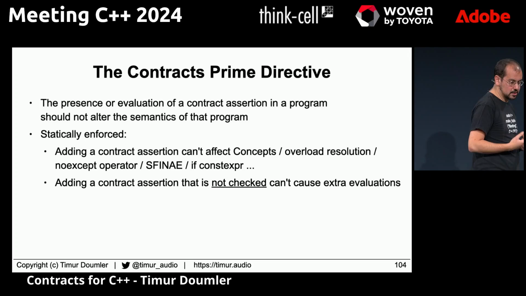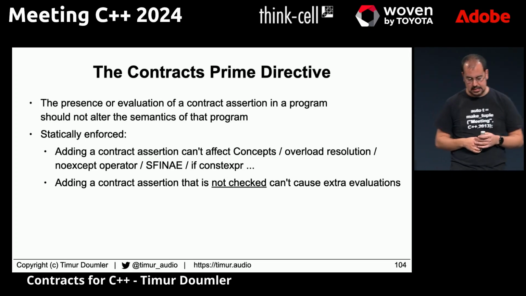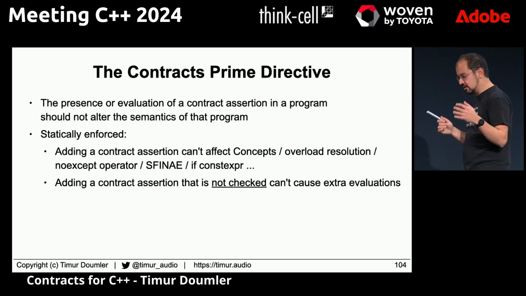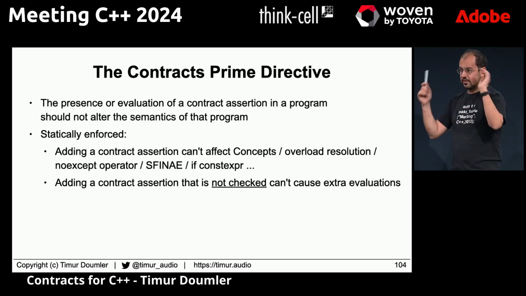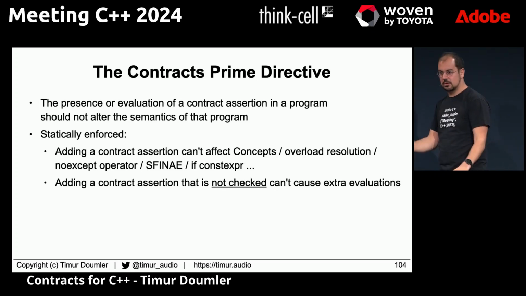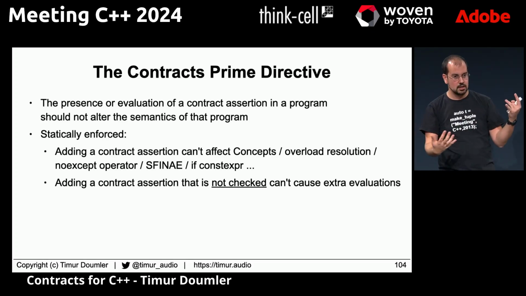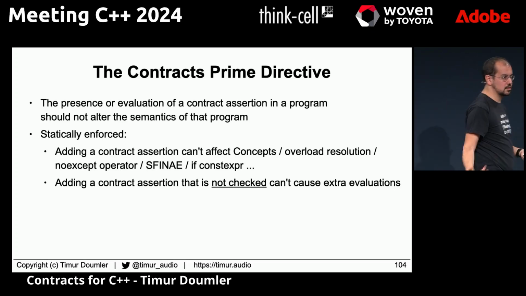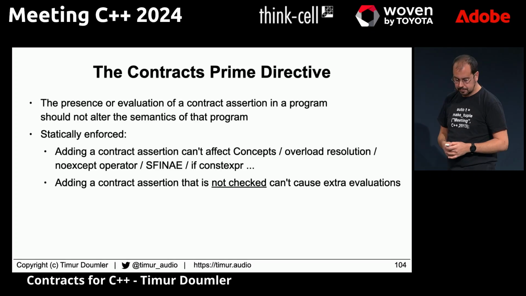That should just never happen. And in some cases, we enforce this statically, like adding a contract assertion cannot affect overload resolution. You can't spy on whether it's there. It's not going to change the noexcept-ness of a function, right? Because all of these things are things you could branch on, and then you would land in a different branch if you enable the checks. We don't want to let you do that.